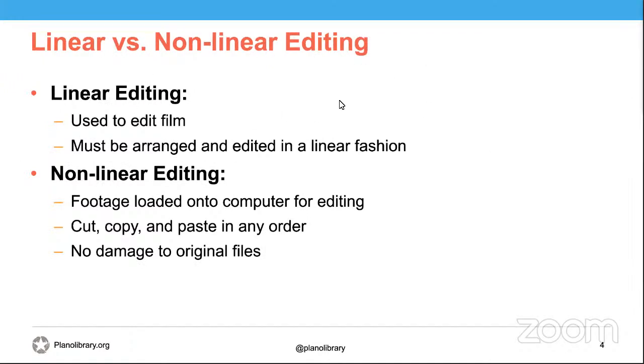So linear editing is a method that was originally used to edit film strips. It is when scenes are selected and arranged in a linear fashion. You can't jump from one clip to another without starting all over. It's a very tedious and time-consuming process, and you also risk damaging the original files because you're working solely with those original files. So if you make a cut you didn't mean to make, unfortunately, you can't go back and change it.